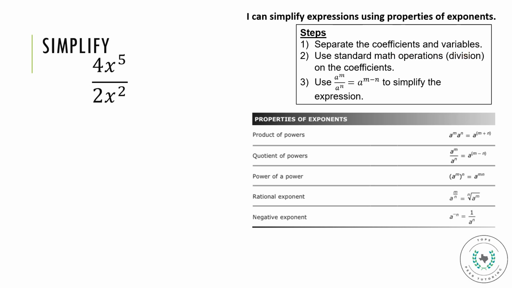So first let's find our coefficients. They're the normal numbers. So we just see, okay, 4 and 2. So we have our 4 over our 2. Now let's find our variables with the exponents. It's just what's left here. It's the x to the power of 5 over x to the power of 2.